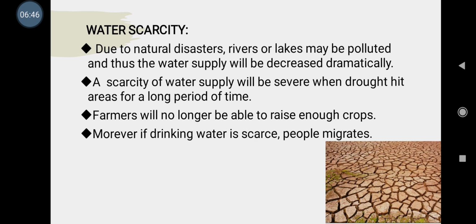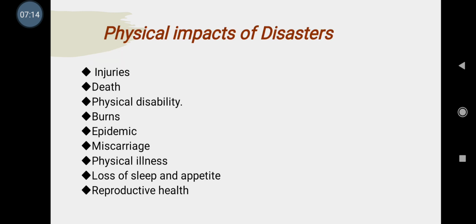Water scarcity. Due to natural disasters, rivers and lakes may be polluted and the water supply will decrease. The scarcity of water supply will be severe when drought hits. Farmers will no longer be able to raise enough crops, and moreover, even drinking water is scarce and people thus migrate.